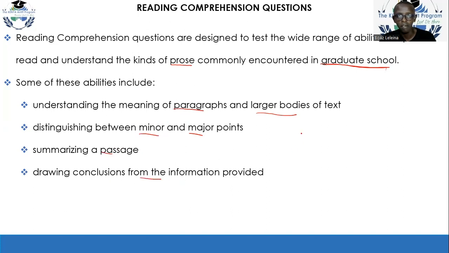You will have 2 types of passages. You will have short passages, and then you will have long passages. These are the 2 types of passages you'll be expecting. The short ones will be maybe 2 paragraphs long, and some are even 1 paragraph. The long ones might be 4 to 6 paragraphs long.